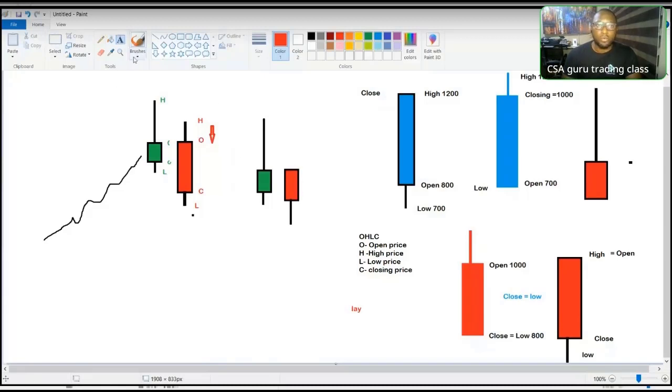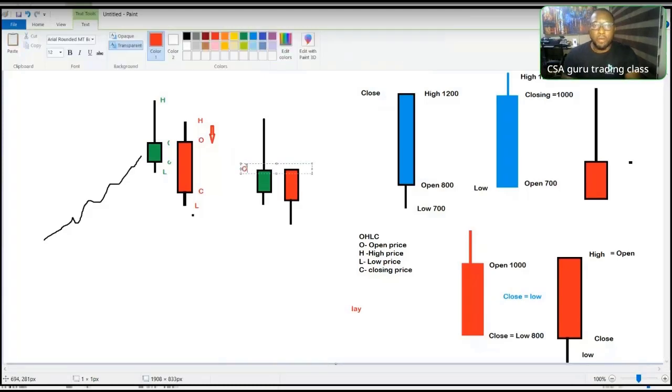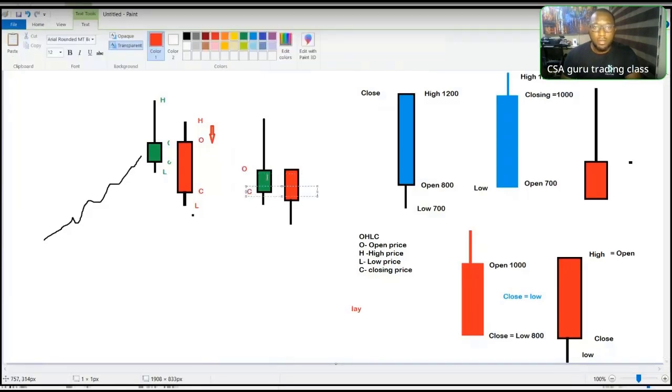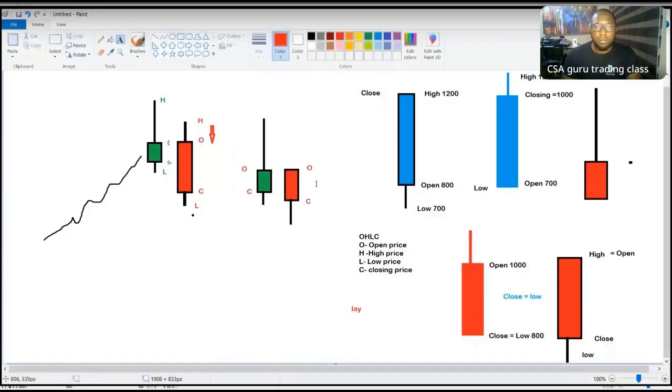Good. So this is our opening price, and for this candle, this is our closing price. For this candle, this is our opening price, and this is our closing price. Now, there's a difference between the two candles on the left-hand side and these two candles. Can somebody show me the difference between those candles? Not the length, it's not the color. Can you tell me what the difference is?